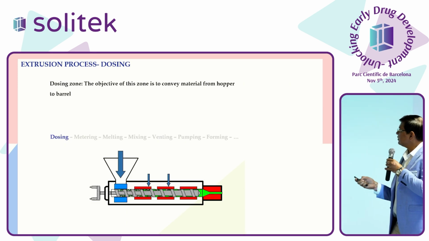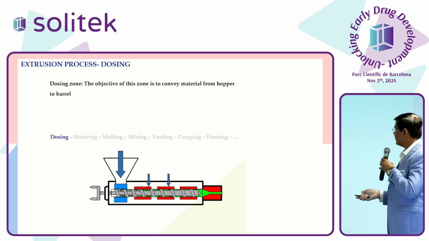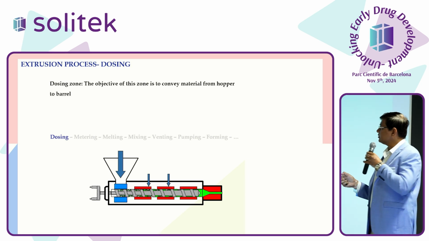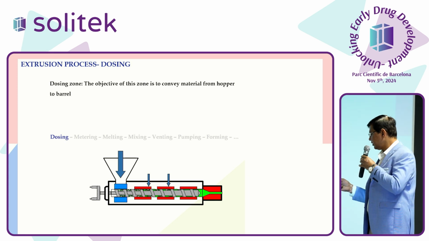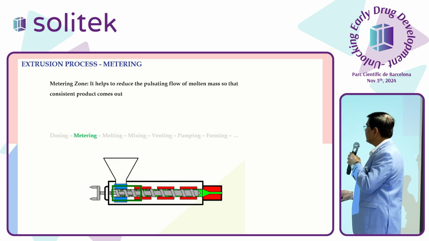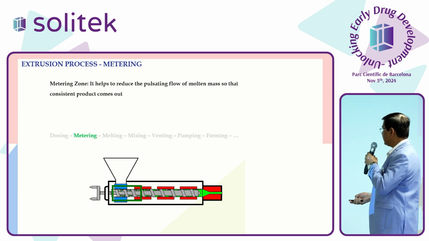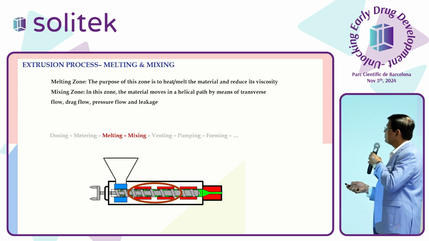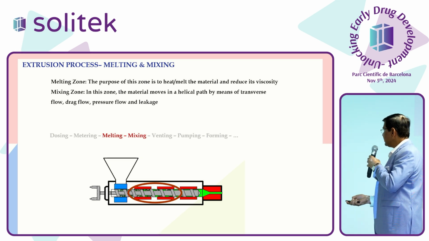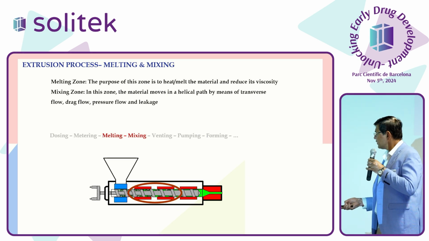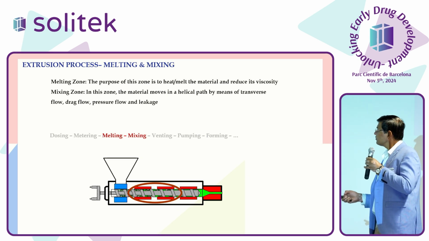So here I will go to the dosing zone. As I informed earlier, here you can put the dosing. The objective of this zone is to convey the material from the hopper to the barrel. The next zone is the melting zone. In this zone, the polymer will get mixed, and also it will get conveyed to the next zone. The temperature here ranges from 40 to 100 or 120 degrees Celsius, and most of the mixing and the melting is happening in this zone.